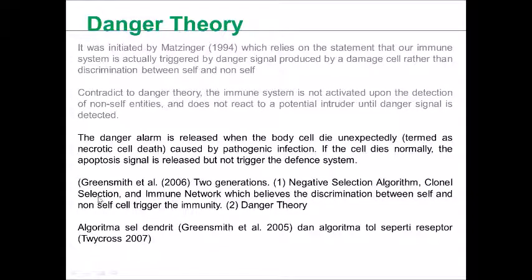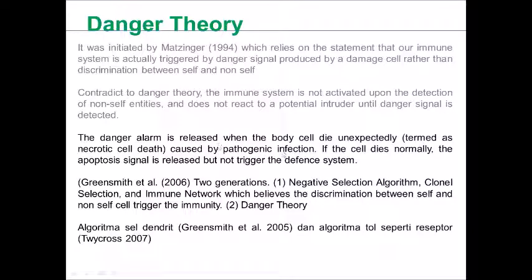Negative selection algorithm, clonal selection, and the immune network theory are based on the conventional theories of self and non-self discrimination. However, under the danger theory we have the dendritic cell algorithm and also the toll-like receptor algorithm.